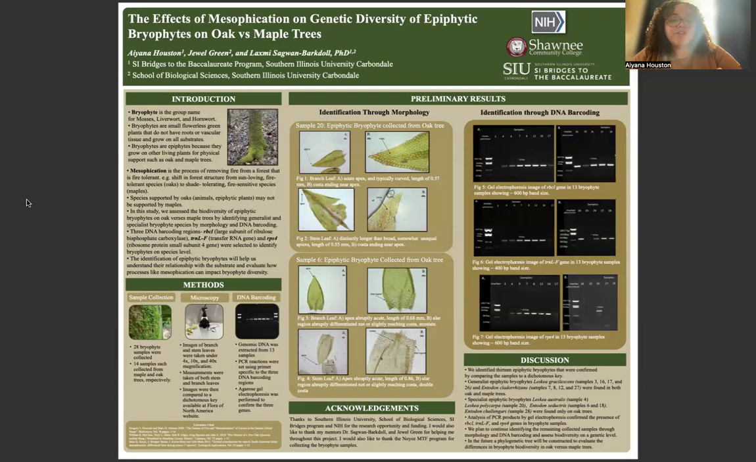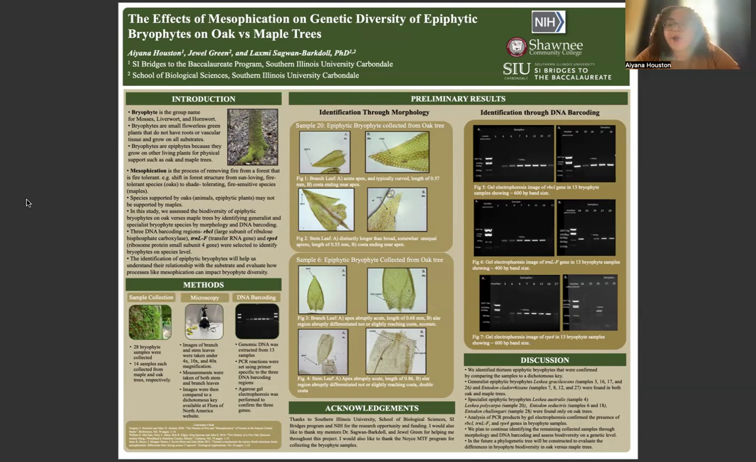Bryophytes are epiphytic, meaning that they grow on living plants for physical support, such as oak and maple trees. We specifically wanted to look at oak and maple trees because of a process called mesophication. Mesophication is when you remove fire from a fire-dependent ecosystem, and it completely changes the whole structure of that ecosystem. This is currently happening in southern Illinois with oak and maple trees.